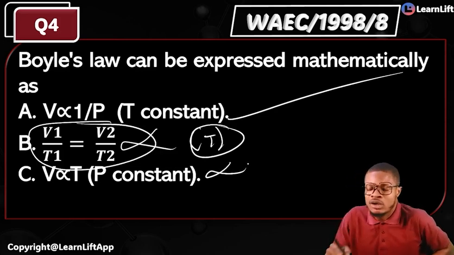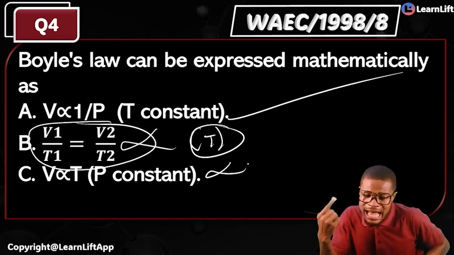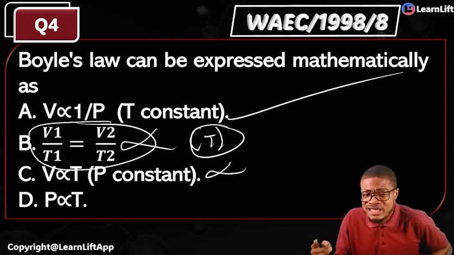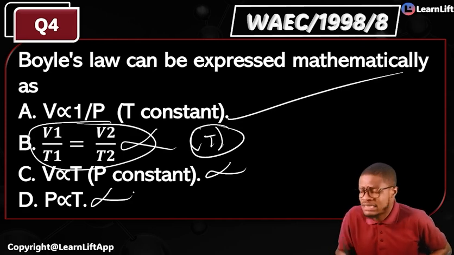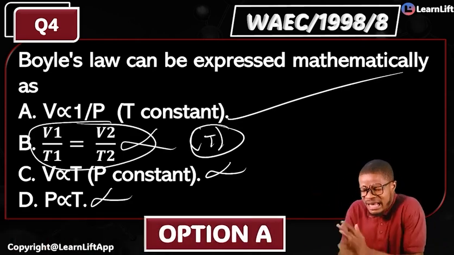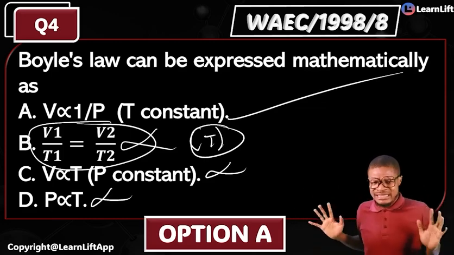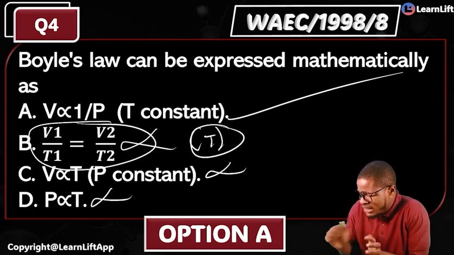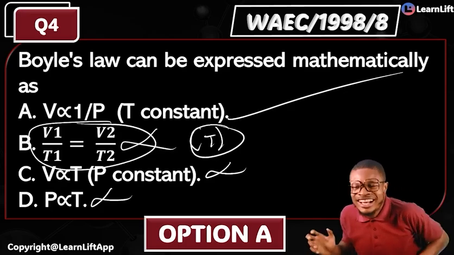No, in Boyle's law, temperature is kept what? Constant. And then option D says pressure is directly proportional to temperature. That cannot be the answer. What is the answer? Option A is our correct answer. Simple, easy, direct. Are you catching these things? If you are catching it, drop a comment for me, say Sapia, so I know they see it. Yeah, let's go.